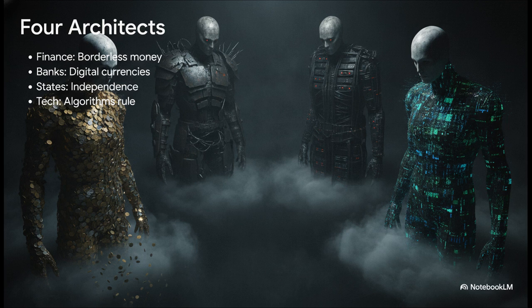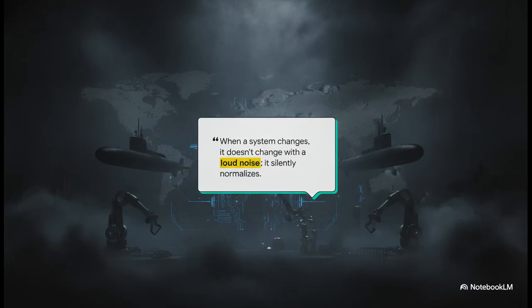Third, sovereign states, who are now totally willing to accept economic pain, like tariffs or inflation, just to guarantee their own military and energy independence. And lastly, technology itself, increasingly replacing messy human agreements with cold, hard algorithms and digital enforcement. As we wrap this up, I want you to think about this quote. When a system changes, it doesn't change with a loud noise. It silently normalizes. Think about it. The map distortions we just accept, the deep-sea nukes we forget about, the artificially engineered economies we rely on, these massive, world-altering shifts happen gradually, right under our noses.